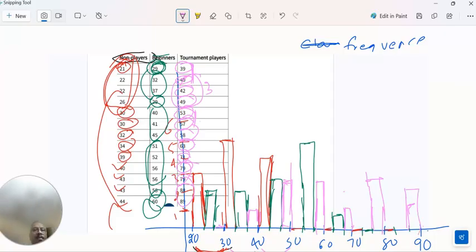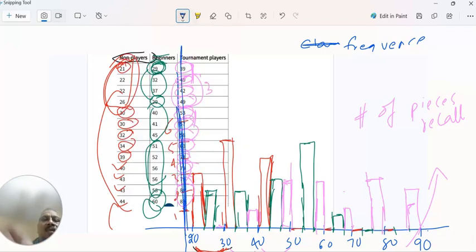Yeah, so this is the graph. The bottom ones are the class intervals, the number of pieces recalled. I don't have enough room, so number of pieces they remember. And the y-axis is the frequency, this one. So this is the y-axis, which is the frequency.